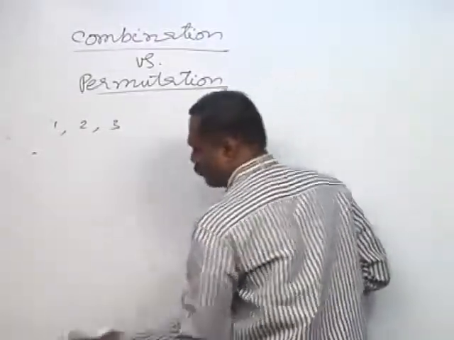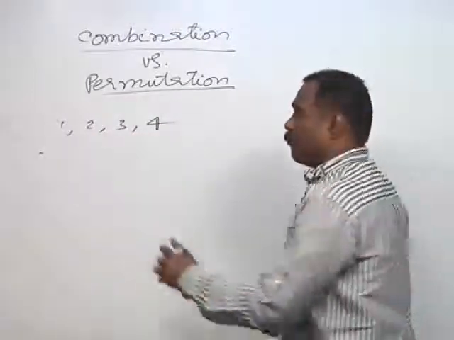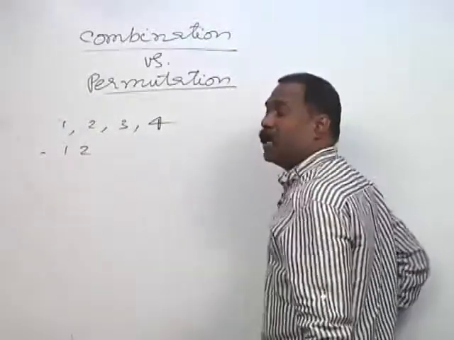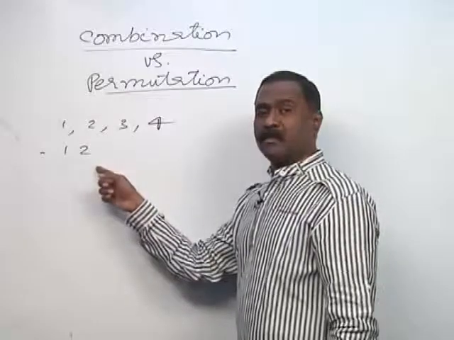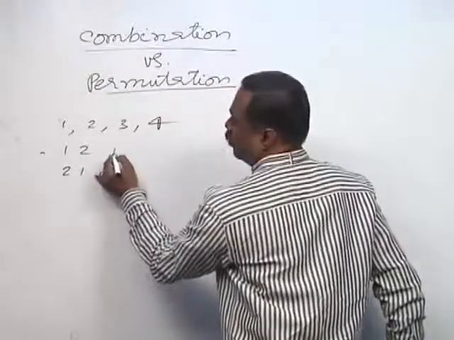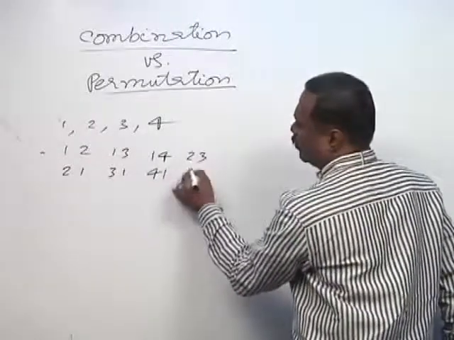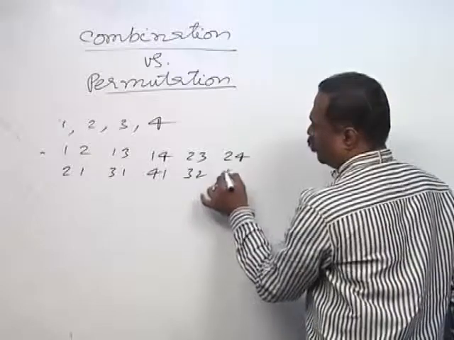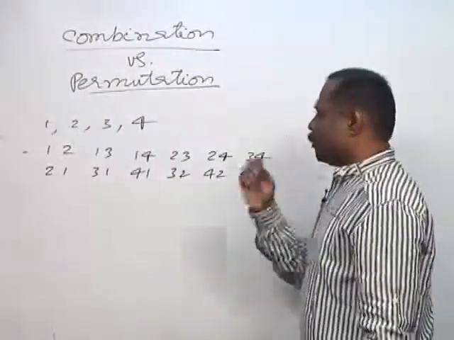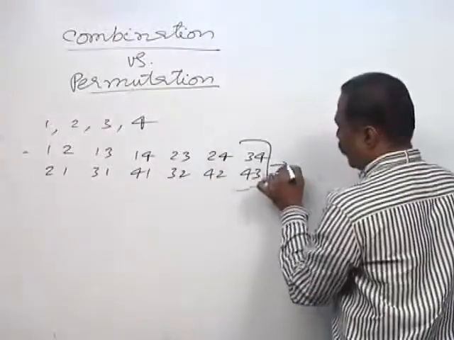And in a more elegant way, for you to better understand, take 1, 2, 3, 4. That means the number of two-digit numbers that can be arranged by taking 2 at a time: 1 2, 2 1, 1 3, 3 1, 1 4, 4 1, 2 3, 3 2, 2 4, 4 2, 3 4, 4 3. So how many have you got here? Totally, you have got 12.